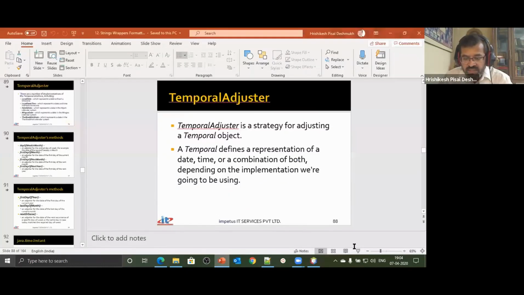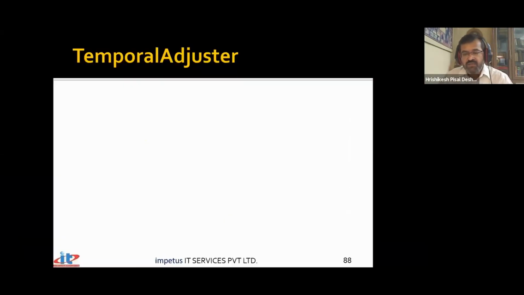Let's explore and understand what this temporal adjuster is, and then we'll explore all the power that this temporal adjuster provides. They return us a temporal object, and they are passed as a parameter to a lot of methods in this datetime API, the java.time package. A lot of APIs will take this temporal adjuster object as their parameter.